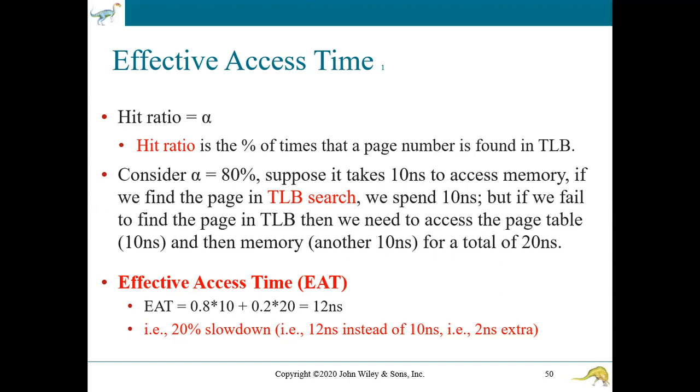So there is a 20% slowdown of your memory access. Of course, you cannot really make it 100%. If it is 100%, what does it mean? All entries are in the TLB, so there is a 100% chance of finding it in the TLB. The TLB is cache memory, that's why it's 10 nanoseconds. Regular memory is main memory, right? RAM memory. It's 20 nanoseconds.